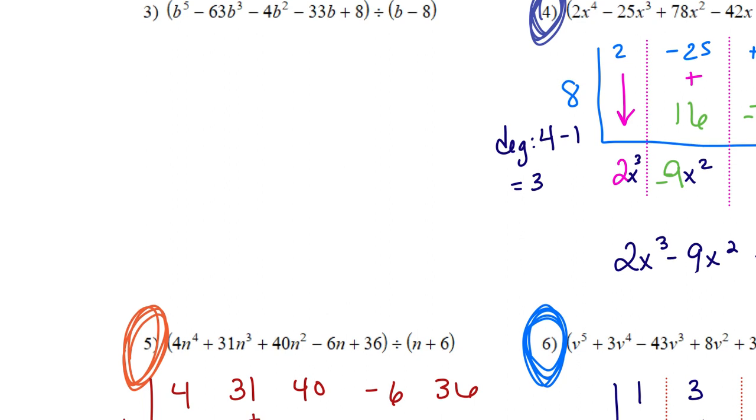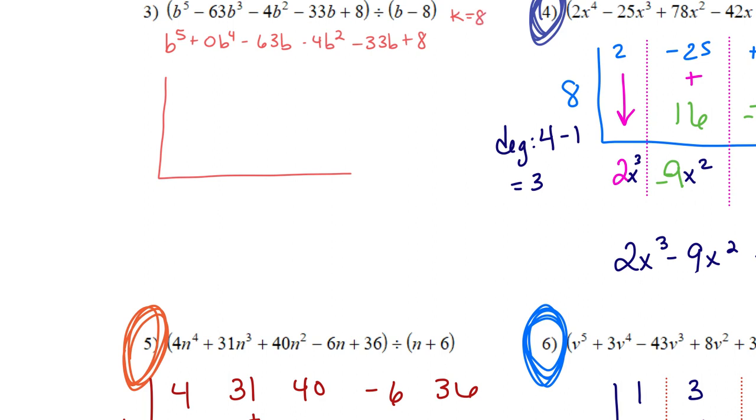All right, last problem from our notes. So I'm going to take this problem and I need to see what I'm missing. So I'm going to have b to the fifth plus 0b to the fourth minus 63b minus 4b squared minus 33b plus 8. My k value here is 8, so I'm going to put 8 on the outside, and then my coefficients: 1, 0, negative 63, forgot that 3, negative 4, negative 33, and 8.